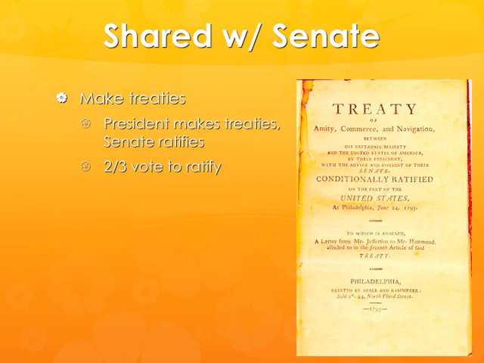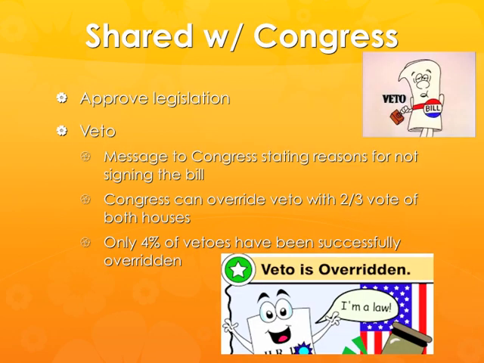Another one shared with the Senate is the power to make treaties. The President is the one who makes the treaty, the Senate ratifies the treaty, and it's a 2/3 vote to ratify the treaty. Shared with Congress as a whole.